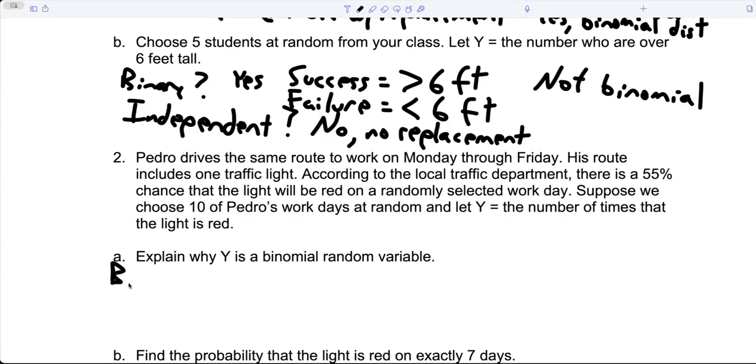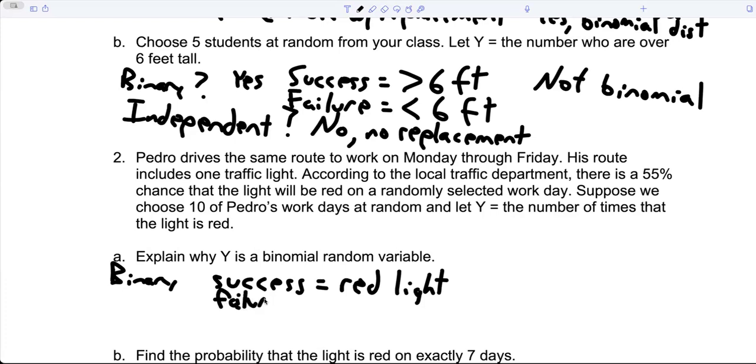Okay, so binary, we've got success. It's defined kind of strangely, but success we're defining as getting a red light. Failure would be not a red light. Are they independent?